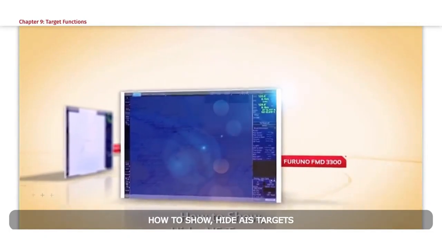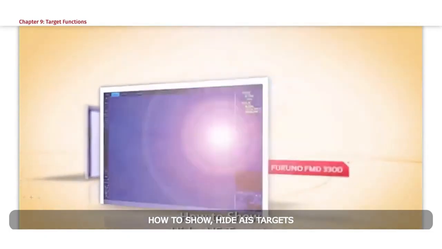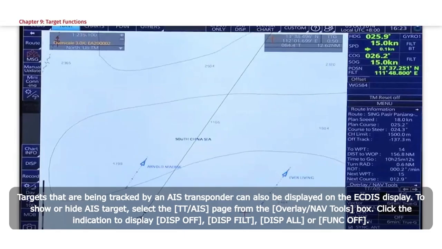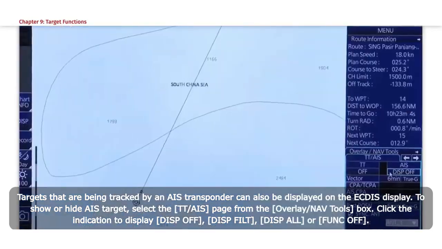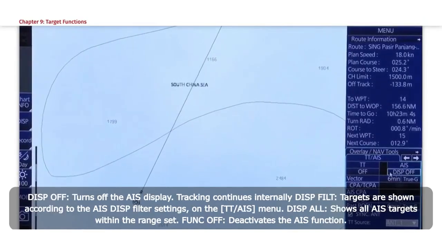How to show or hide AIS targets. Targets that are being tracked by an AIS transponder can also be displayed on the ECDIS display. To show or hide AIS targets, select the TT or AIS page from the Overlay or NAV Tools box. Click the indication to display DISP Off, Display Filter, Display All, or Function Off. DISP Off turns off the AIS display. Tracking continues internally.